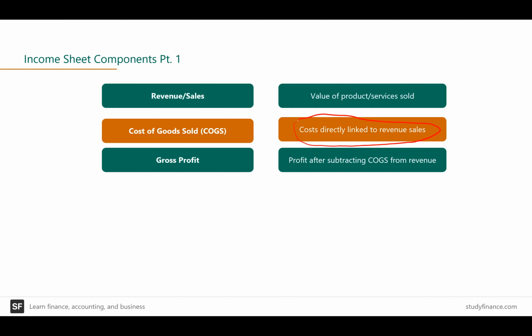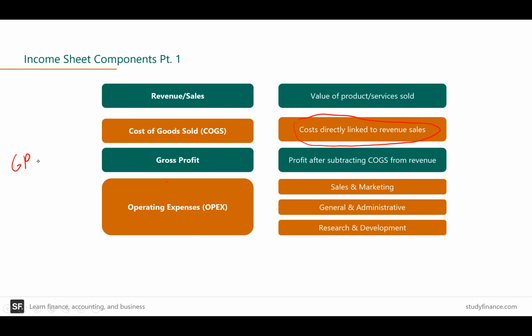So by taking COGS from revenue, we end up with our gross profit number. And you may have also heard of gross margin. That's gross profit, GP here, divided by revenue equals our gross margin. And that tells you how effective a company is in generating revenue from its direct costs of producing that revenue.